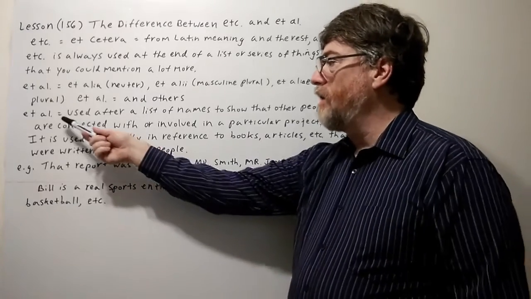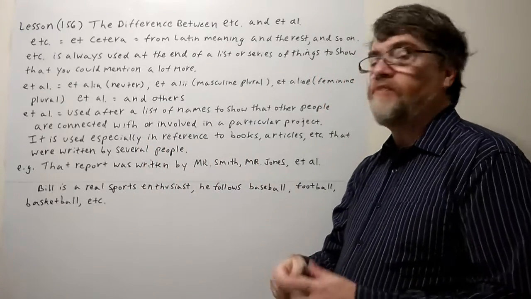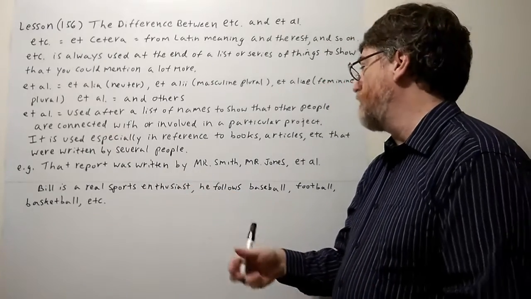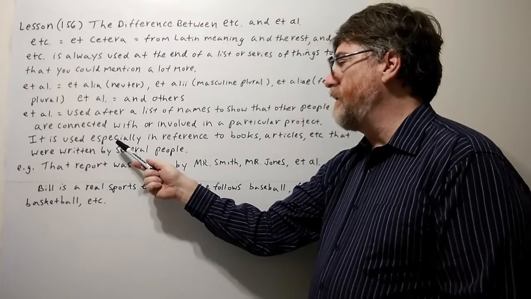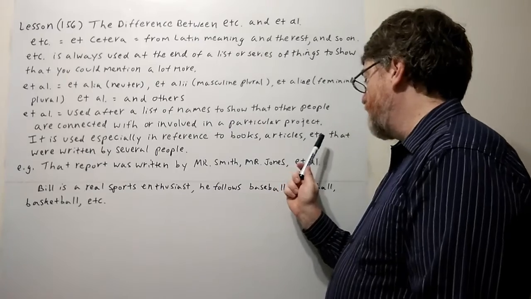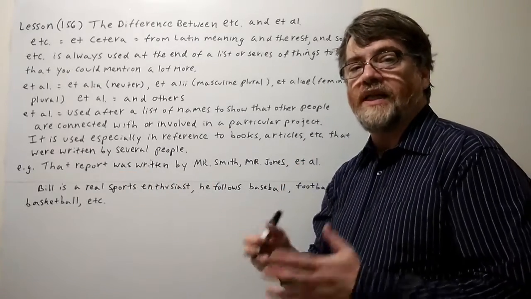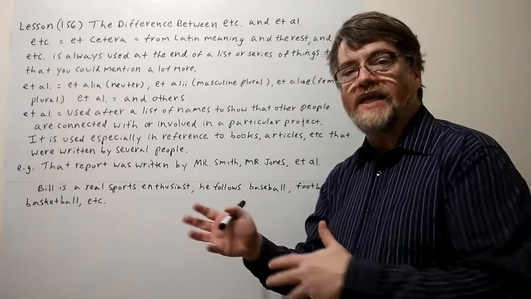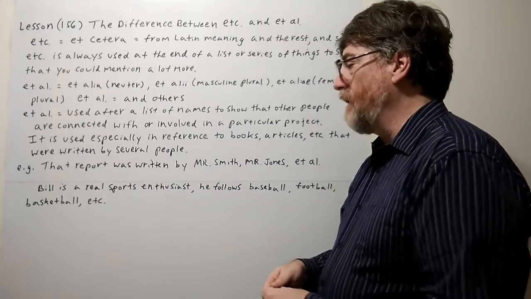So again, let's look at the note. Et al. is used for a list of names to show that other people are connected or involved with a particular project. It is used especially in reference to books, articles, etc. that were written by several people, to let you know that we mentioned a couple, but there are more people really connected with this project. All right, so let's just look at a few examples.